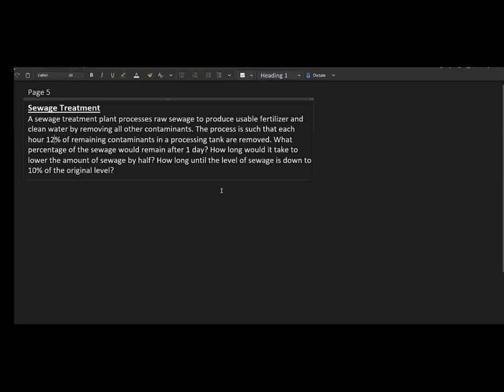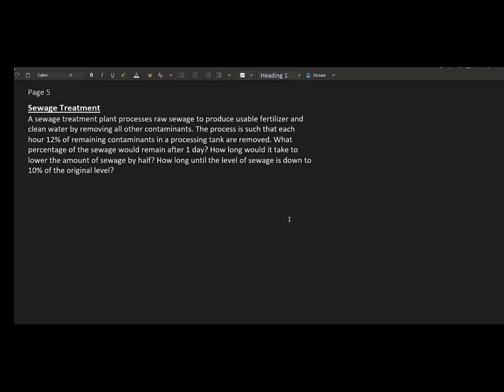So there are several questions here. The first one is this. What percentage of the sewage will remain after one day? Second question is, how long will it take to lower the amount of sewage by half, so the contaminant by half? And the third question will be, how long until the level of sewage is down to 10% of the original level? So let's look at the solution then.